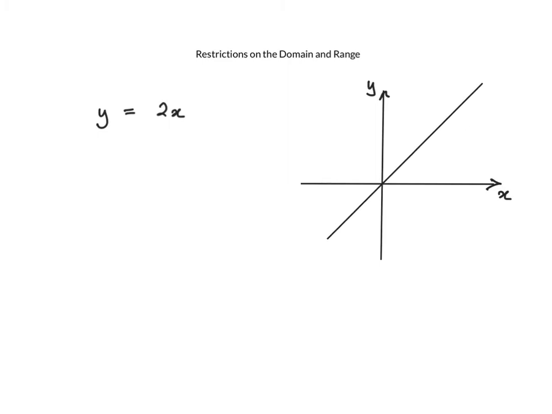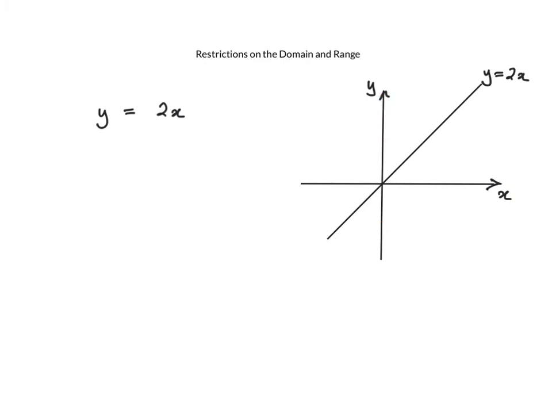Consider the function y equals 2x. Now if we were to make a sketch of that, we would have something that looks like this here. I hope you can see from the diagram there are no restrictions on the domain, which is to say we can have any value of x, positive or negative, small or large, fraction, decimal or whole number. Similarly, there are no restrictions on the range.